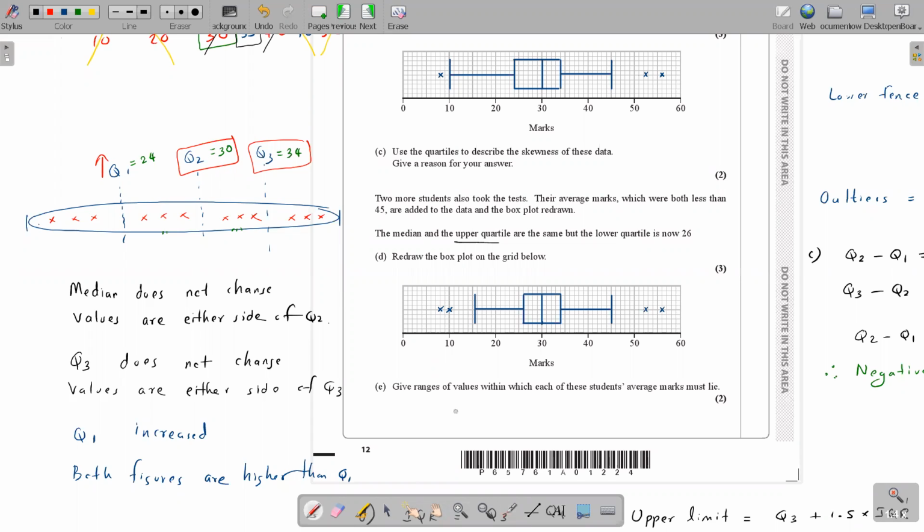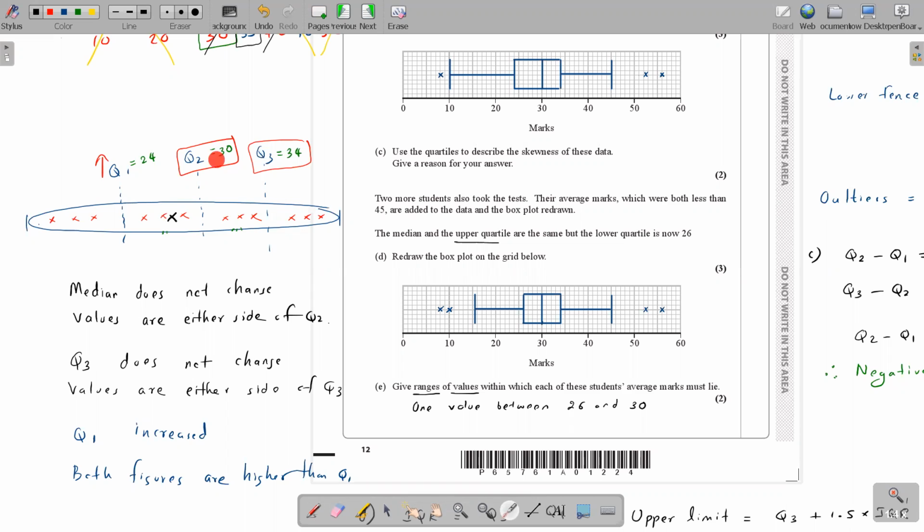They are asking the ranges of values. So one value is between Q1 and Q2, you can say between 26 and 30. One value is definitely between these two. So what about the other value, children? The other value definitely has to be bigger than Q2. Listen, I introduced one value here, and now one value is here.